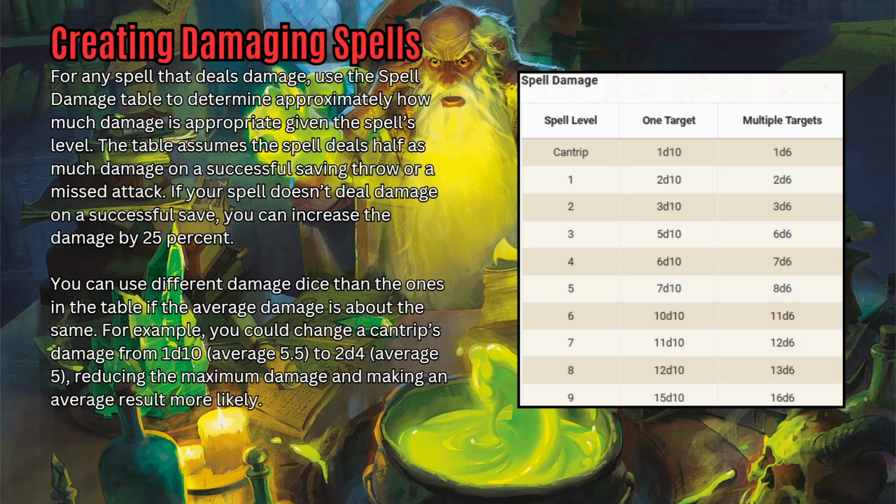So for example, you could change a cantrip's damage from 1d10, which has an average of 5.5 damage, to 2d4, which averages out to 5. So we just reduce the maximum damage and make an average result more likely by changing the dice for a specific spell. This little table is to help us determine the amount of damage a spell of a particular level should deal.